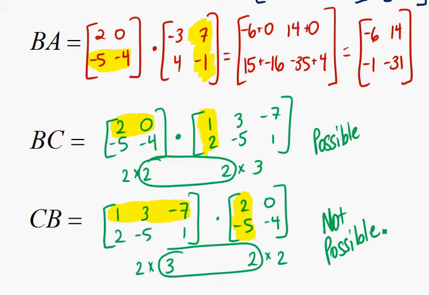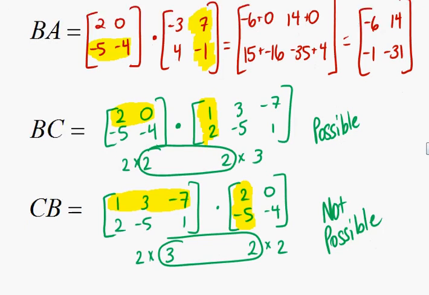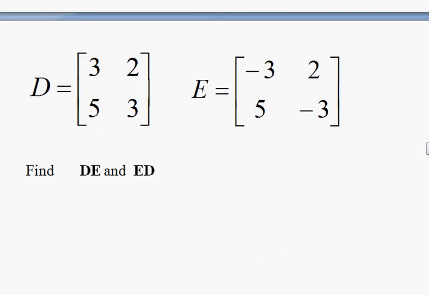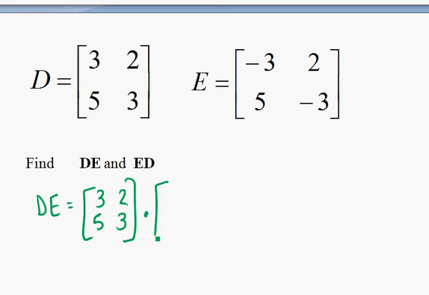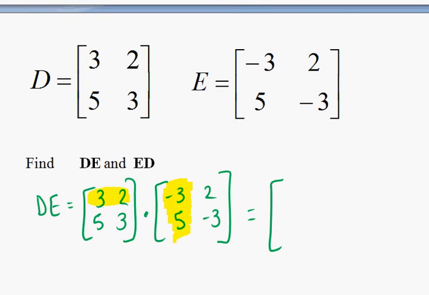Finally, I have one last interesting thing to show you about matrix multiplication and whether or not it's commutative. Let's take a look at DE and quickly multiply those together. We should be experts now at matrix multiplication, so we know that in order to get the first entry, we need to multiply the first row by the first column. Well, this time I'm not going to write out all the steps. I would get negative 9 plus 10, which is 1.